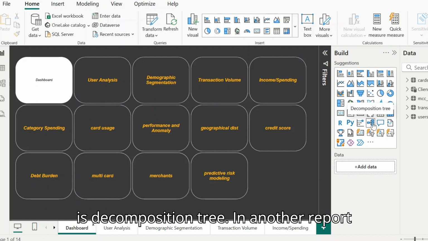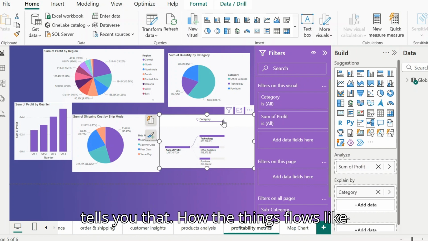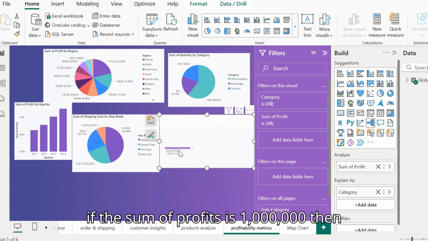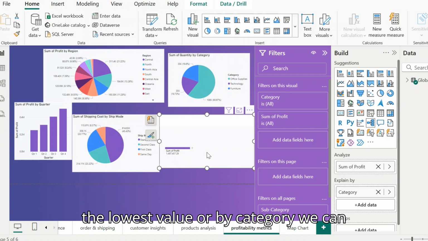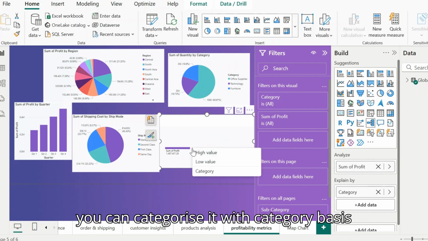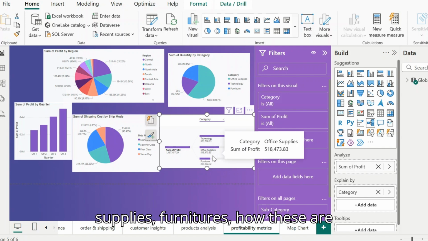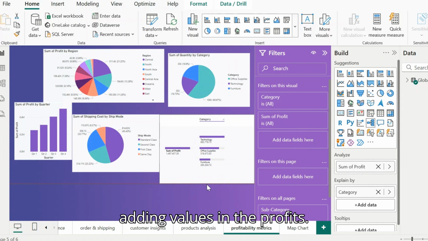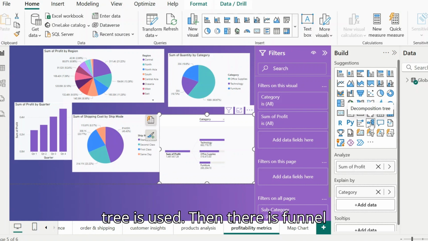Let me show you what a decomposition tree is. In another report I have prepared it. Decomposition tree tells you how things flow. Like if the sum of profits is 1 million, then in what products we have the highest or the lowest value, or by category we can see that technology is participating with the highest numbers in sum of profits. Then you can categorize it on the category basis, and if you're not interested in high value, like office supplies and furniture, how these are adding value to the profits. This is how the decomposition tree is used.